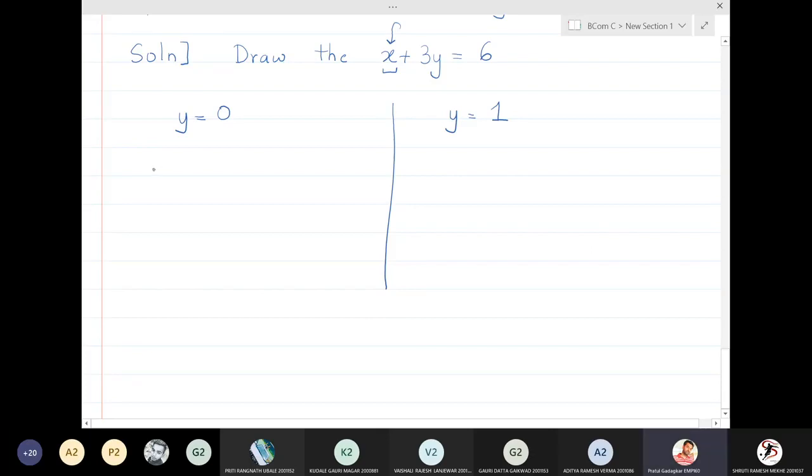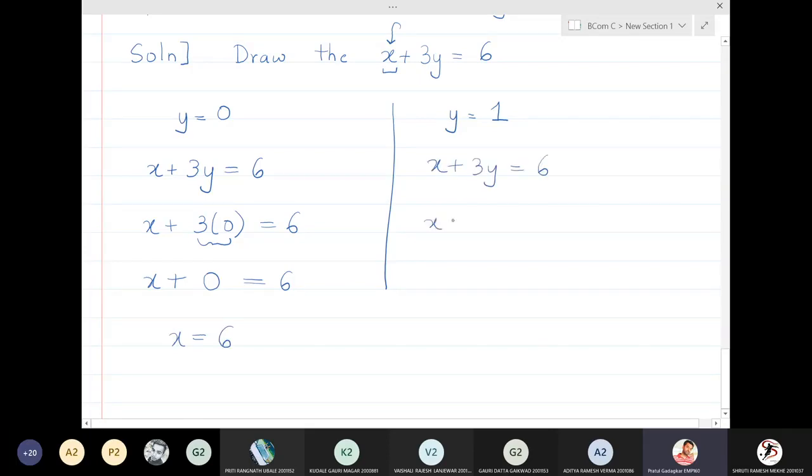So x plus 3y equal to 6 means x plus 3 into 0 is equal to 6. x plus 0 is 0, so x is equal to 6. In the second case, x plus 3y is equal to 6 means x plus 3 into 1. y is 1, so 3 into 1 is 3. So x plus 3 is equal to 6. This added 3 will go on that side and get subtracted. So x is equal to 6 minus 3, so x is equal to 3.